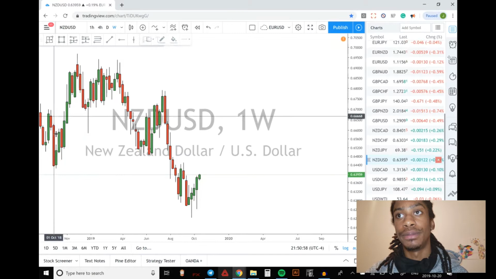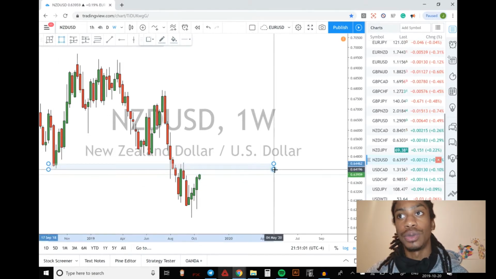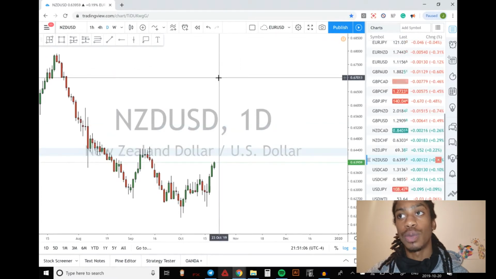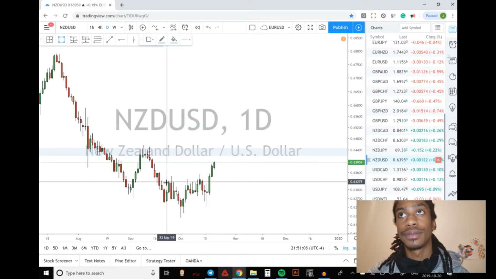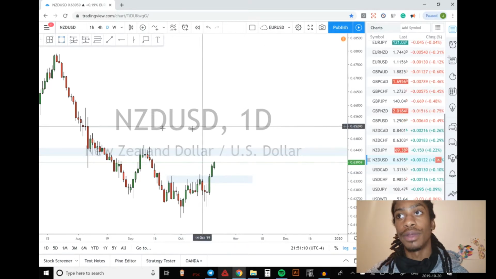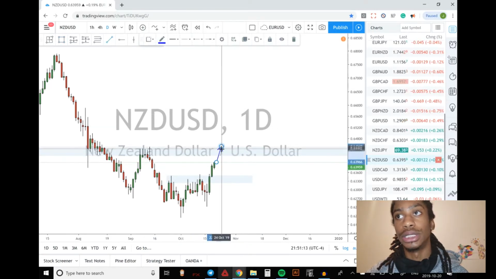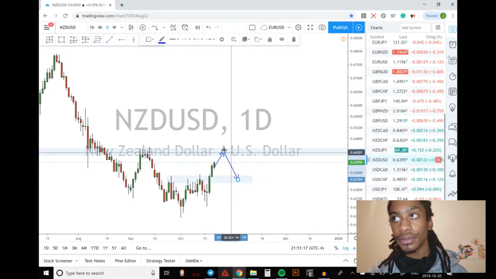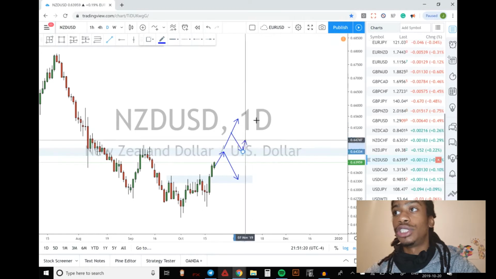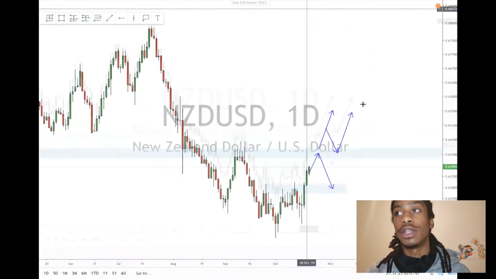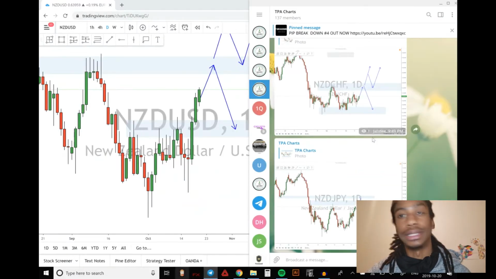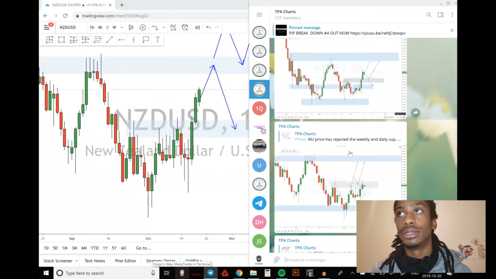Daily time frame. We do have this support. So price is currently on its way back to the resistance, right? And from there, we have opportunities. Just about just like this. So let's screenshot over to the Telegram and let's see what the Telegram posting had said. And price is on its way to the resistance.